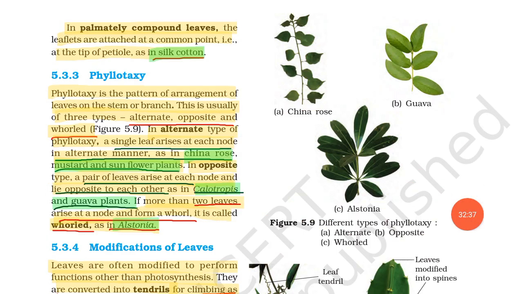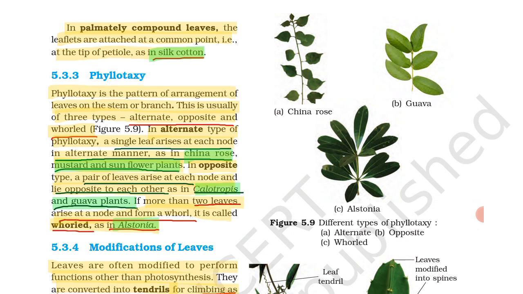Next is phyllotaxy. Phyllotaxy is the pattern of arrangement of leaves on the stem or branch. So what is meant by phyllotaxy? It is the arrangement of leaves on the stem or branch. This is usually of three types. Phyllotaxy is of three types. It may be alternate, opposite and whorled.